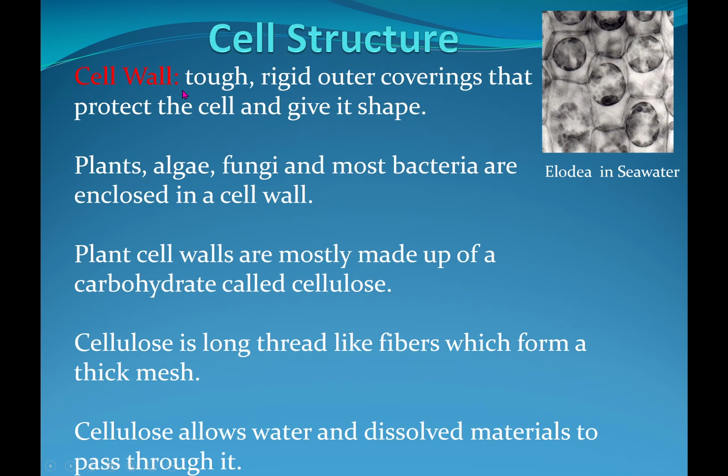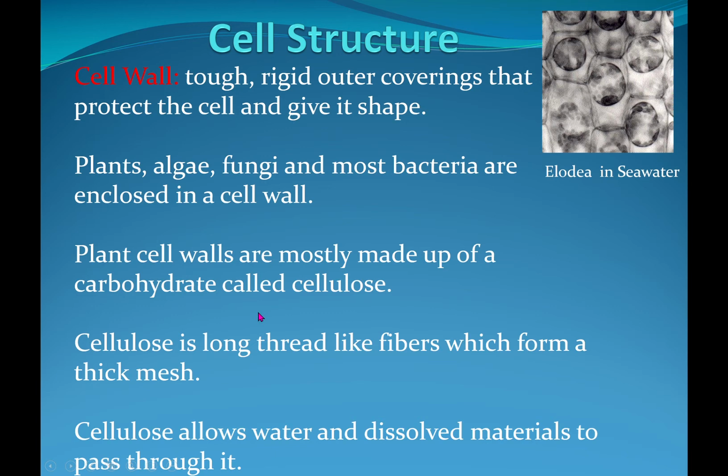When we talk about the cell wall, it's a tough, rigid outer covering. You'll see a picture of it over here. It's a rigid covering. It's going to protect the cell and give it shape. That's why it has that kind of squarish shape. A lot of things like plants, algae, fungi, and most bacteria are enclosed in a cell wall.